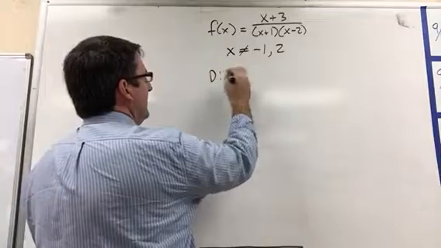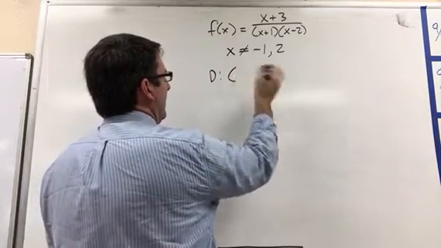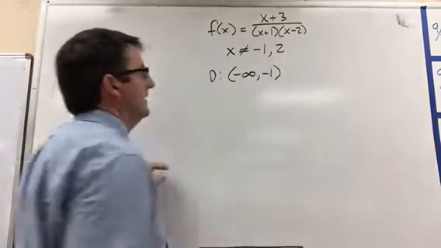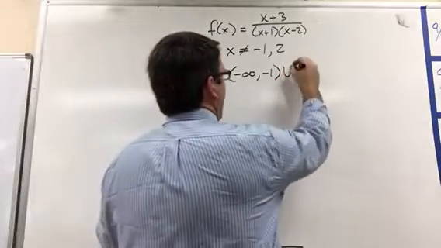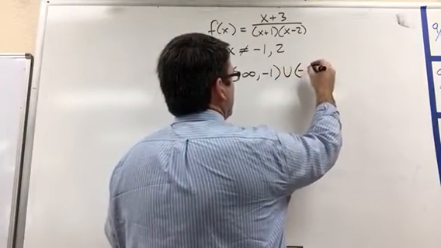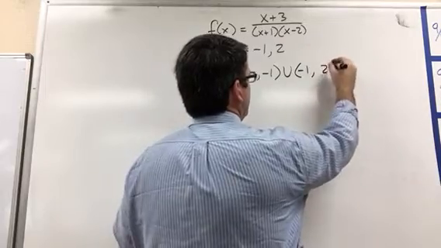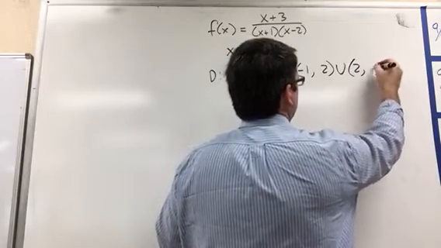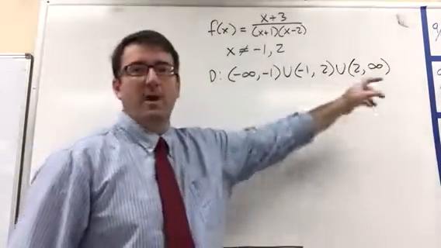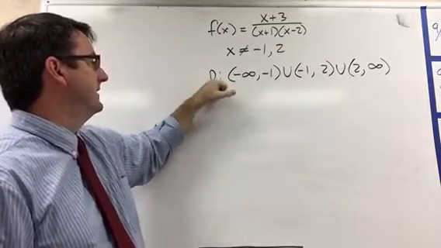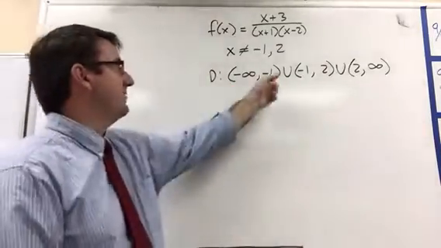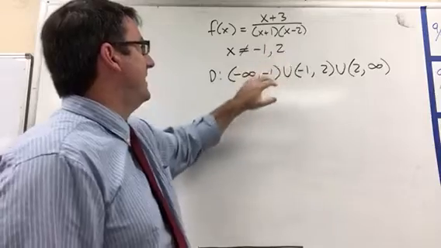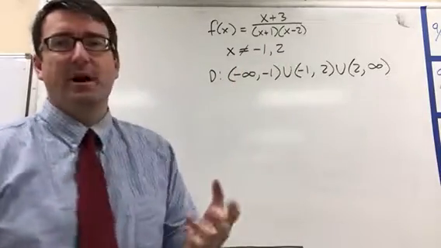So our domain is going to be all real numbers from negative infinity up to negative 1, not including negative 1, and the numbers from negative 1 to 2, not including 2, and all the numbers from 2 to infinity. So this is just a long way of saying that the domain can be any real number except negative 1 or positive 2.